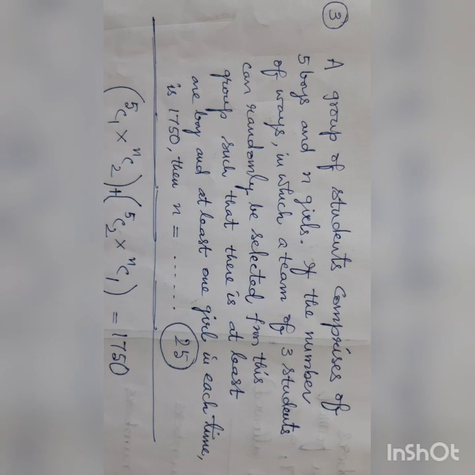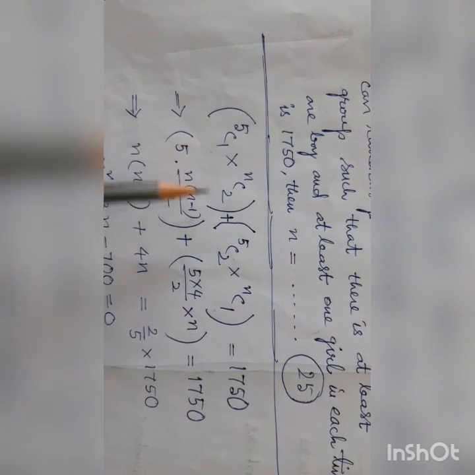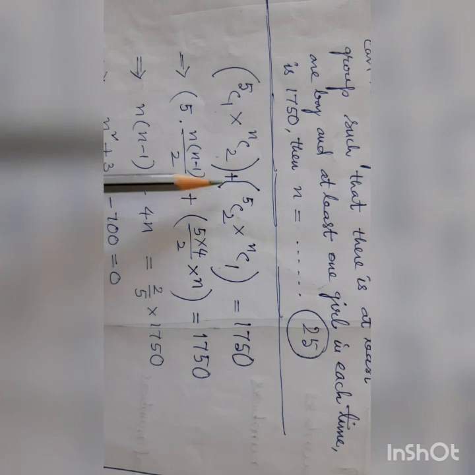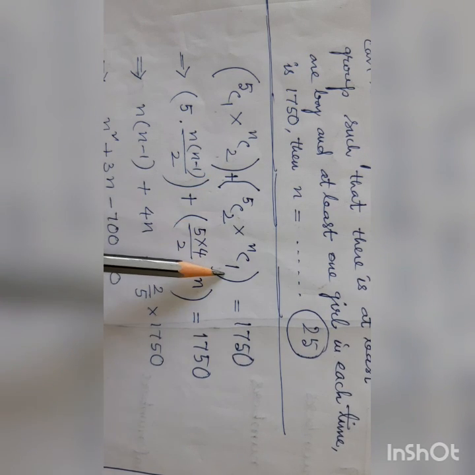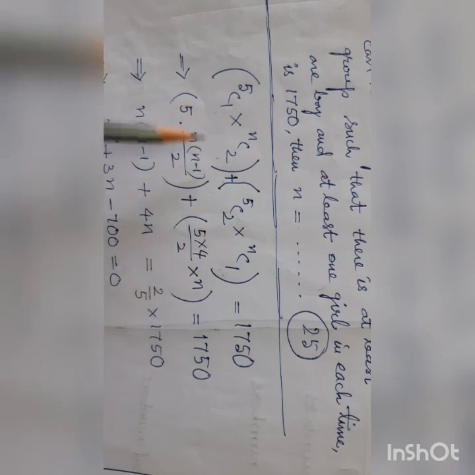Here, combinatorics and the quadratic equation, both are there. What is combinatorics here? We have to select a group of students comprising 5 boys and n girls. A team of 3 students, only 3 students, can be formed as 1 boy plus 2 girls, or 2 boys plus 1 girl. These are the 2 cases.